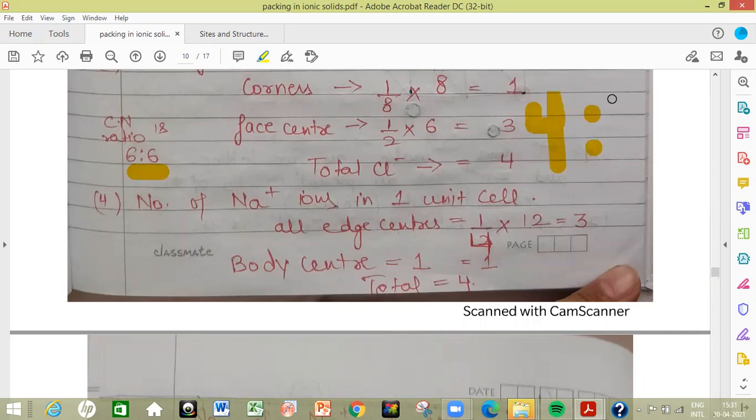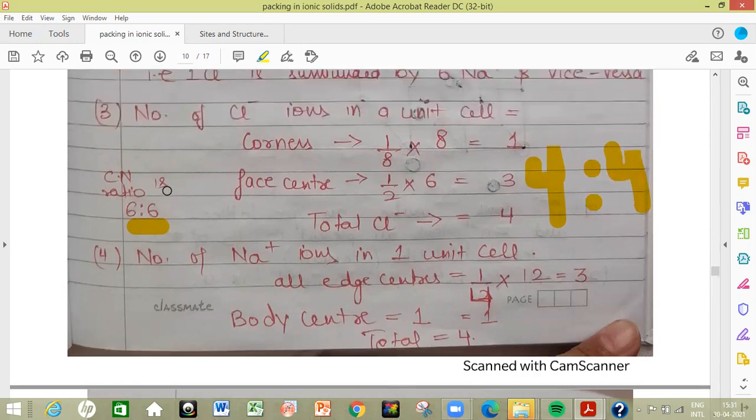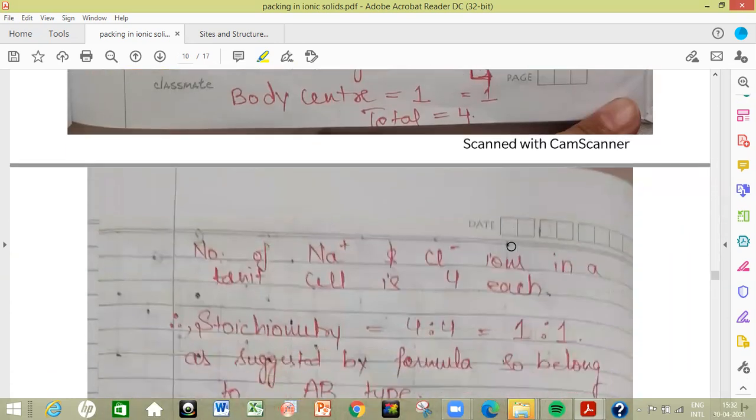Stoichiometry means the ratio of the number of ions actually present in a single unit cell. But coordination ratio means the number of ions surrounding the other kind of ion. So as 6 sodium ions are surrounding 1 chloride ion, and each sodium ion is surrounded by 6 chloride ions, the coordination ratio here is 6:6, but the stoichiometry is 4:4.